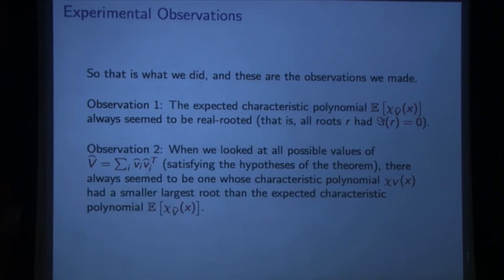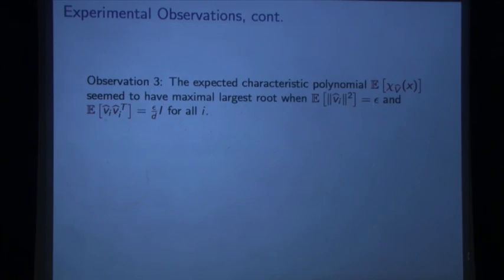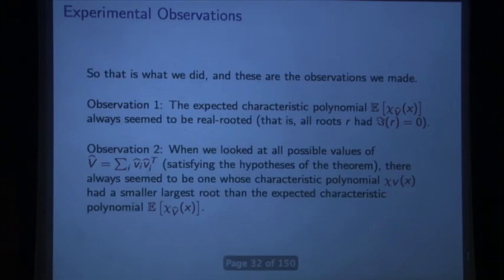The second observation was that when we looked at all of the possible values of our random matrix which satisfy the hypotheses of our theorem, there always seemed to be one whose characteristic polynomial had a smaller largest root than the expected characteristic polynomial. Is the probability measure half-half? In our experimentation, we did half-half, but it turns out it doesn't matter. It always turns out to be real rooted. Observation 3.